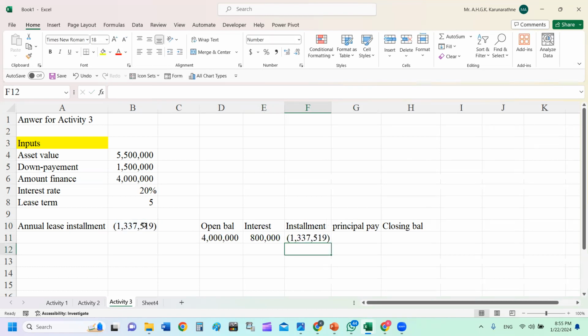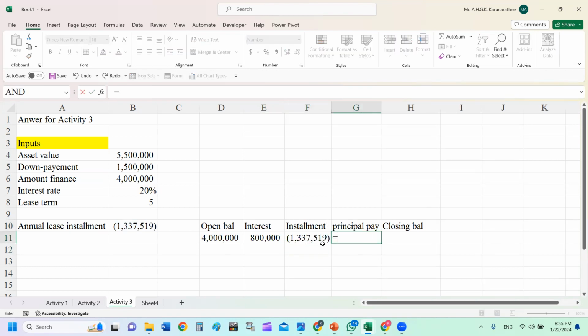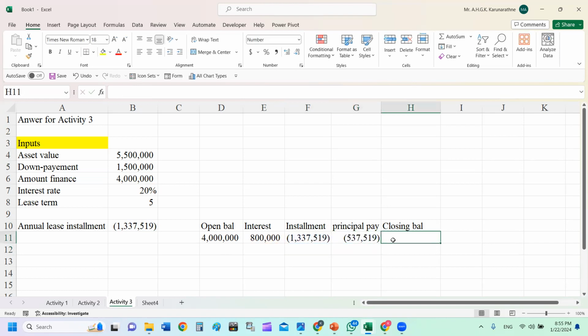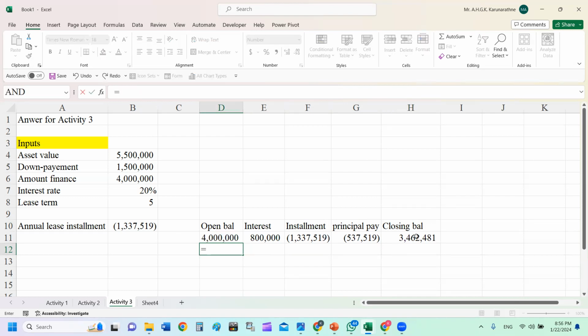F4. Enter. Principal pay is the difference between installment and interest, just plus this much. And closing balance is the difference, open balance minus payment. Payment is already in minus form, so you say plus. So this is your closing balance. Make sure your closing balance is less than the open balance. Here, this seems less than that. It must be less than that. Otherwise, you have made some error or miscalculation. Right? Then the next period open balance should be the closing balance of the prior period.